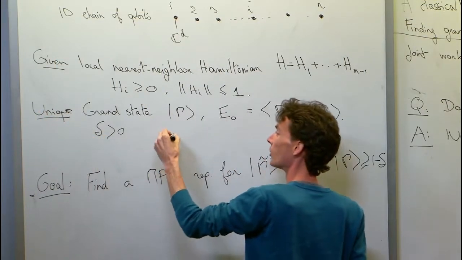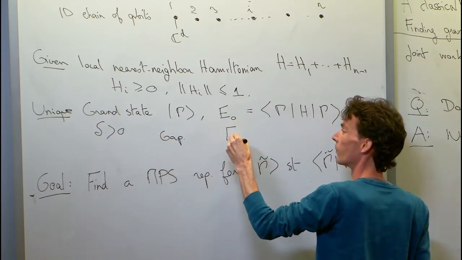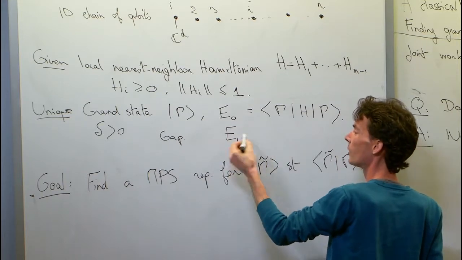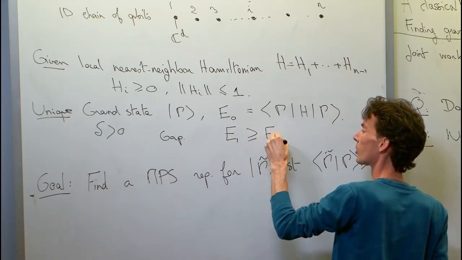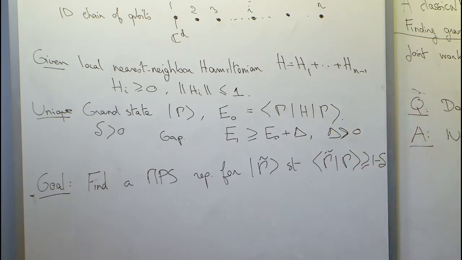Unique ground state, and then there's an energy gap above this ground state. So there's a gap. I'm going to have the first excited energy, E1, and E1 is at least E0 plus some gap delta, and delta is a constant gap that's independent of the system size.